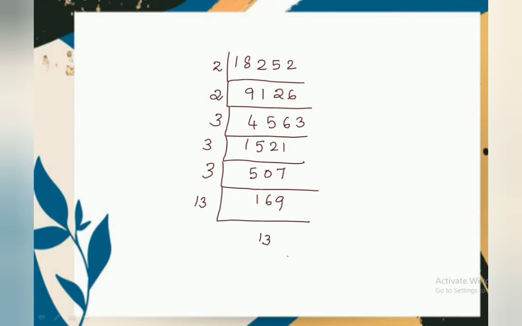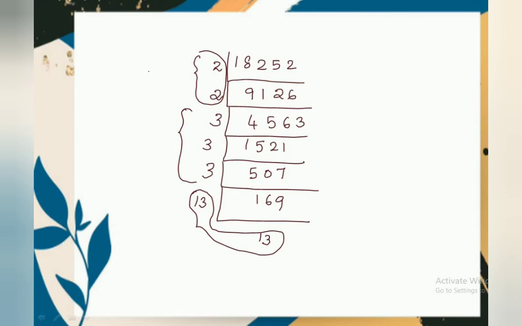So, the prime factorization of 18,252 is like this. And there are only three 3's repeated here, right? There are only two 2's here. And there are only two 13's here. Our question is, what is our question? Yes, we have to find the smallest number to be multiplied to make it a perfect cube.